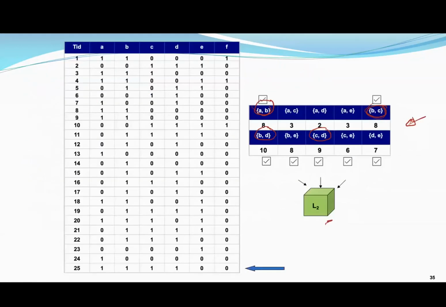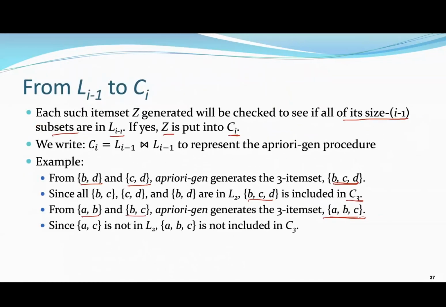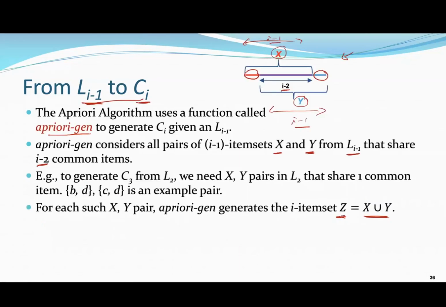In this example here, AC is not frequent. So we have a subset, namely AC, of ABC that is not frequent. And by the a priori property, we know that ABC cannot be frequent. And so ABC should not be put into C3 for future checking. You understand what I'm saying? All right, so that's basically how a priori works. This is what we call the a priori gen procedure.